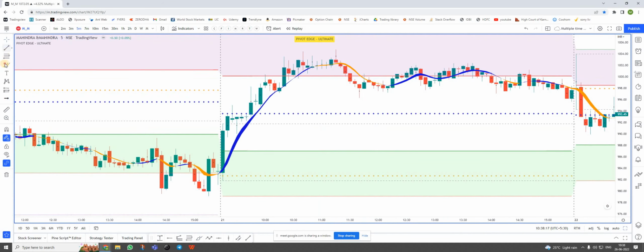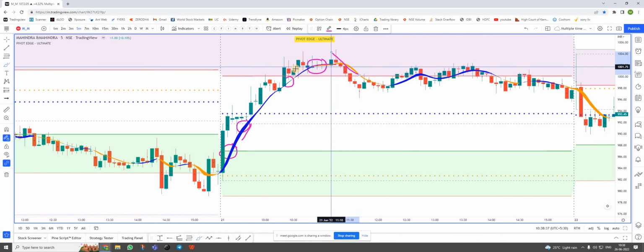See here, initially the trend was very strong. It started going up, and here it started becoming very thin. So you will come to know that the trend is becoming weak, so it may reverse anytime. So here it turned from blue to orange. Then we can be sure, okay, now selling will come.